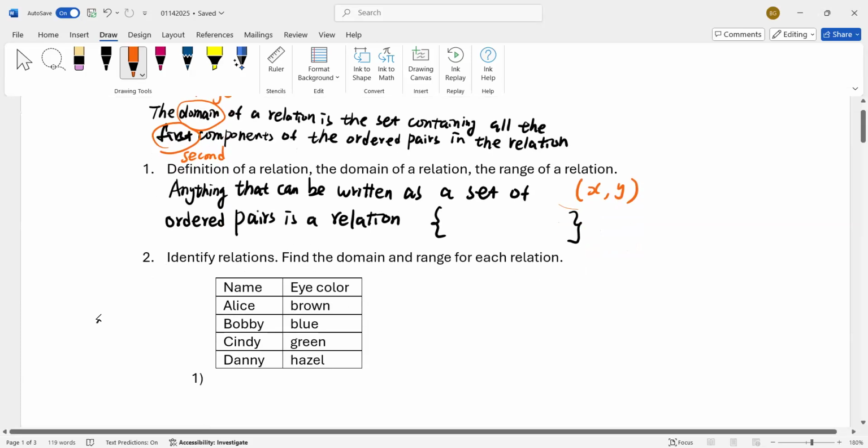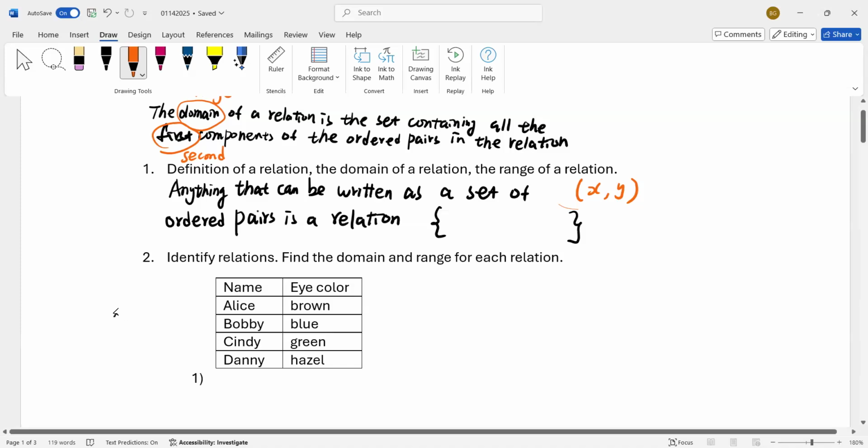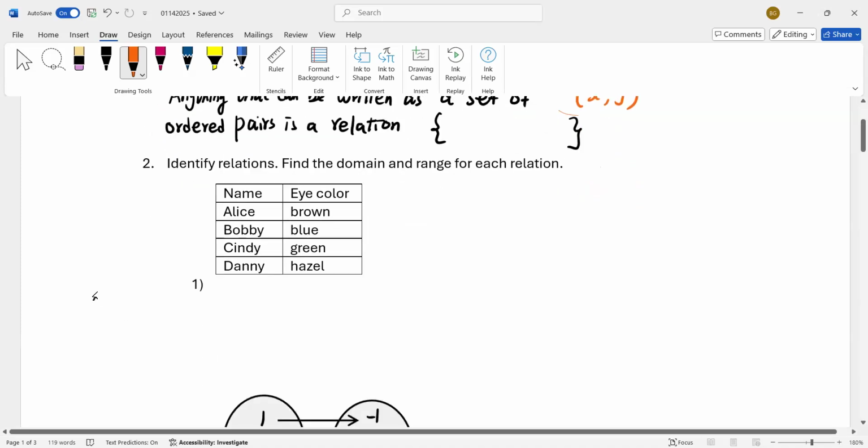Number 2, here we need to identify if there is a relation in the given information. If yes, find the domain and range for each relation. That's the requirement of number 2. The first one, we see a table. It is a 2-column table. The first column has some persons' names: Alice, Bobby, Cindy, and Danny. The second column has those people's eye color. Alice has brown eyes, Bobby has blue eyes, Cindy has green eyes, Danny has hazel eyes. So that's the information we have in the table.